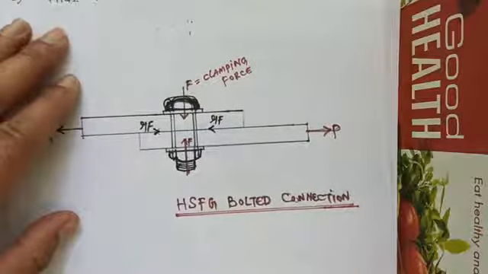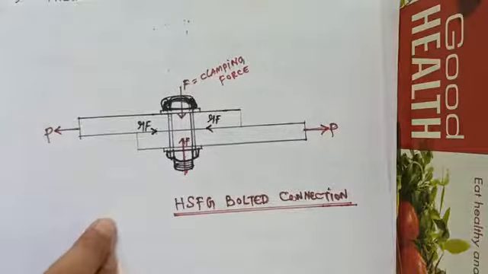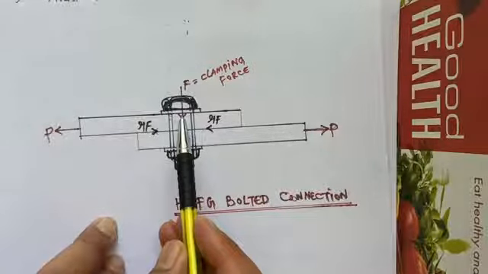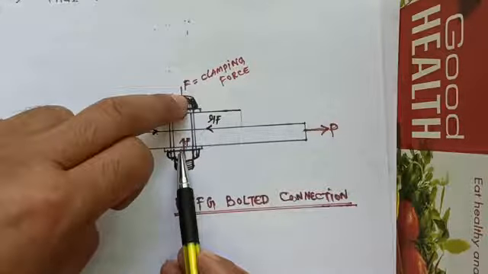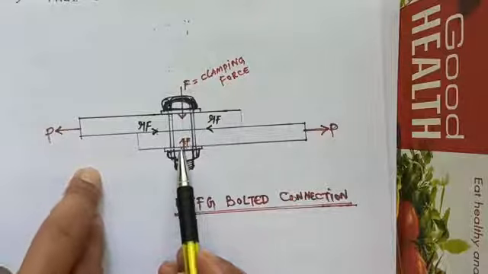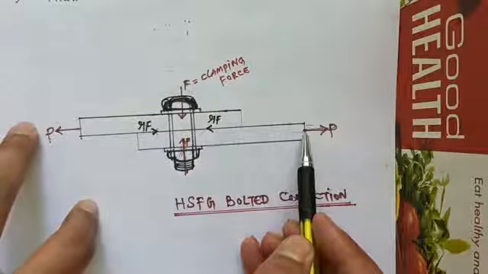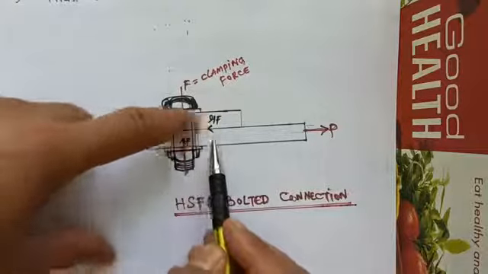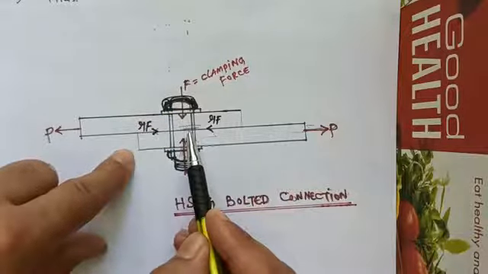As you can see in the figure, is shown a high strength friction grip bolt connection. As you can see, the pretension in the bolt causes the clamping forces between the plates even before the application of the load. When the external load is applied, the tendency of the two plates to slip against one another is resisted by the friction between the plates.